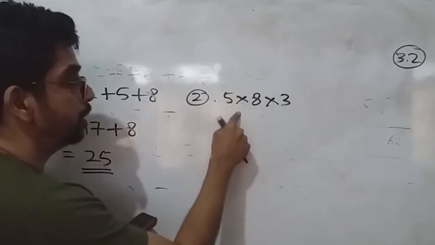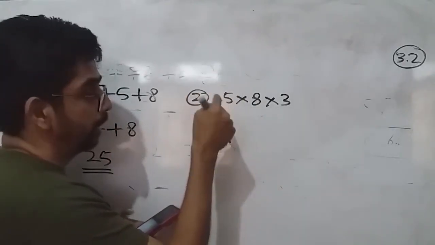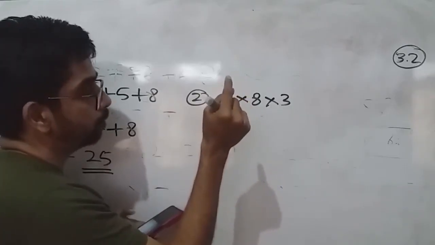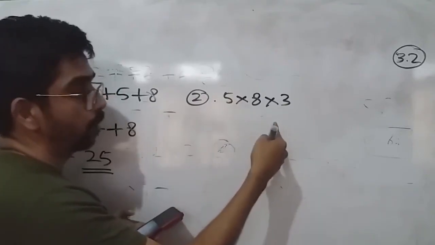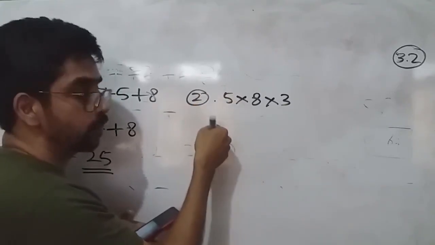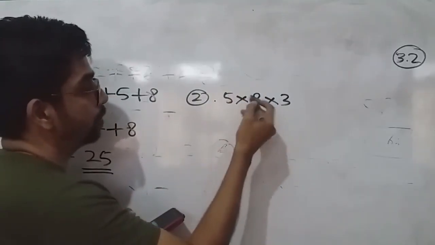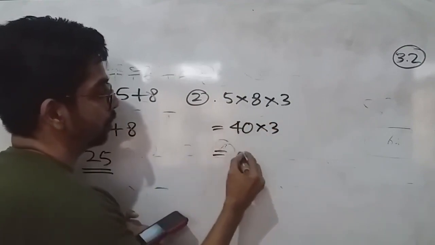So, since this is multiplication and it is the only operation in this mathematical expression, multiplication has been used multiple times. What do we have to do? We have to start solving it from the left, work our way to the right. So 5 times 8, that is what? 40. 40 times 3, that is 120.